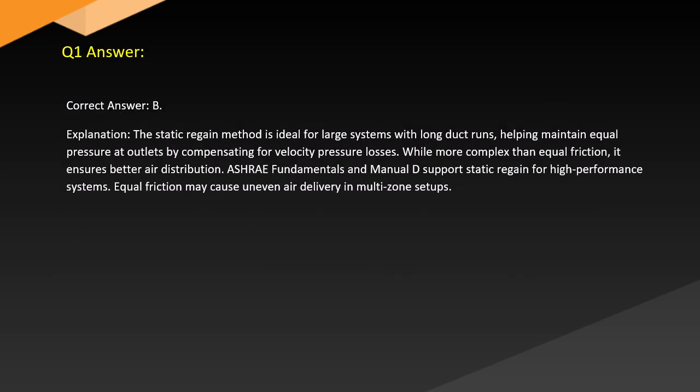Answer. Correct answer: B. Explanation. The static regain method is ideal for large systems with long duct runs, helping maintain equal pressure at outlets by compensating for velocity pressure losses. While more complex than equal friction, it ensures better air distribution. ASHRAE Fundamentals and Manual D support static regain for high-performance systems. Equal friction may cause uneven air delivery in multi-zone setups.